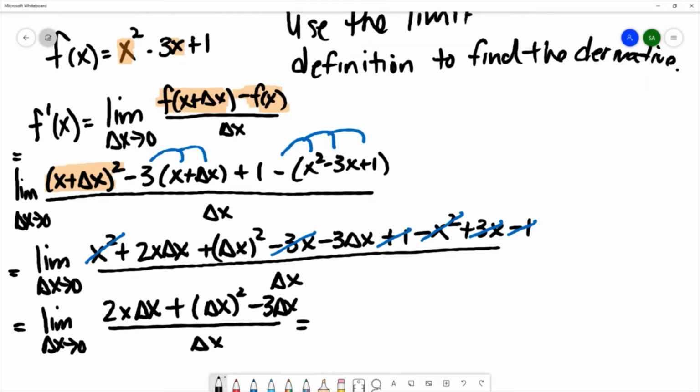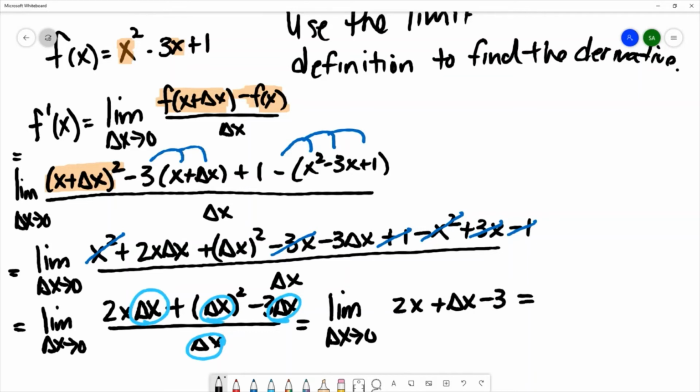And we notice that all of the terms in the numerator have a delta x in it, which will cancel with the delta x in the denominator. This gives me the limit as delta x approaches 0 of 2x plus delta x minus 3. And now I'll use direct substitution to find the limit, and that gives me 2x plus 0 minus 3, and that's 2x minus 3.